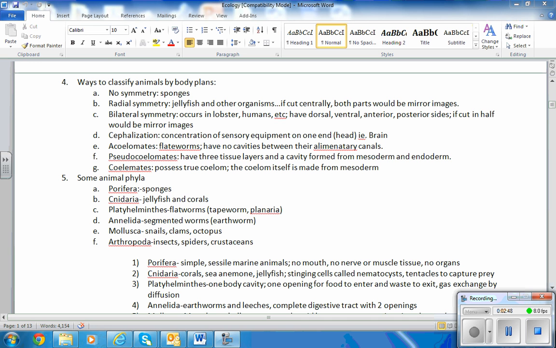All right, cephalization. This has to do with the brain: a concentration of sensory equipment on one end, for example, the head with the brain. Organisms that have cephalization, or some sort of a nervous system that's concentrated at one end of the organism, are going to be more complex organisms. So humans and a lot of animals that we think of as being more complex have brains or some sort of a nervous system centrally located.